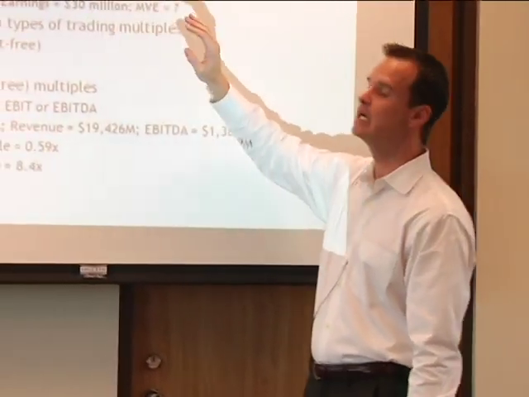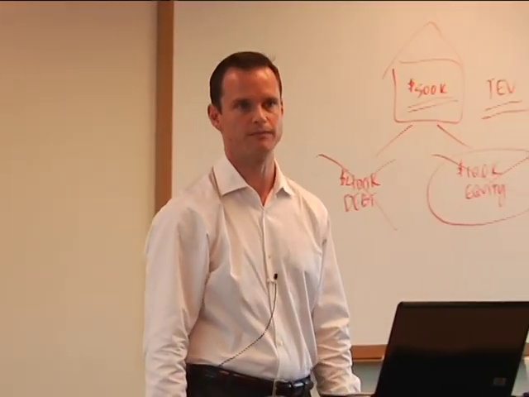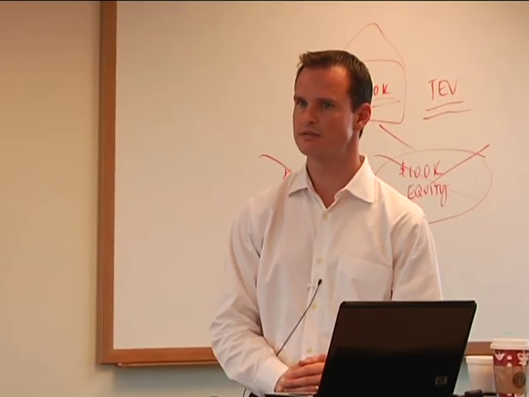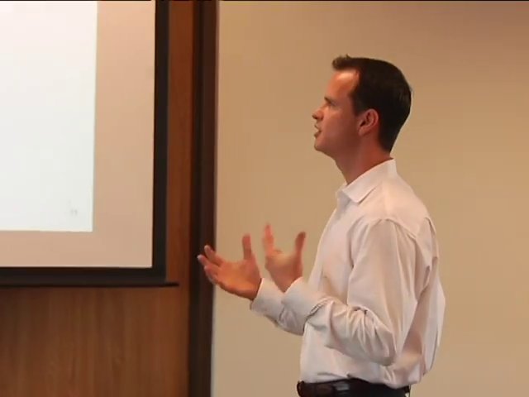25.5 times 30 gives us market value of equity in this case of, I believe, 765 million. All right? That's how a multiple gets applied. Does that make sense? Now, there are two types of different multiples, and I've touched on these before.